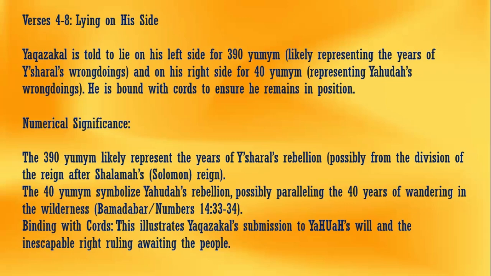So we see the correlation there, or the possible parallel there. We talk about the binding with cords, and this illustrates Yakhazaq'al's submission to Yahuwah's will and the inescapable right ruling awaiting the people. So the binding cords show that there's nowhere to run. There was nowhere to run for our ancestors. They could not escape Yahuwah's right ruling. Most people know it as judgment, but it's really right ruling. And right ruling, again, speaks to the consequences.